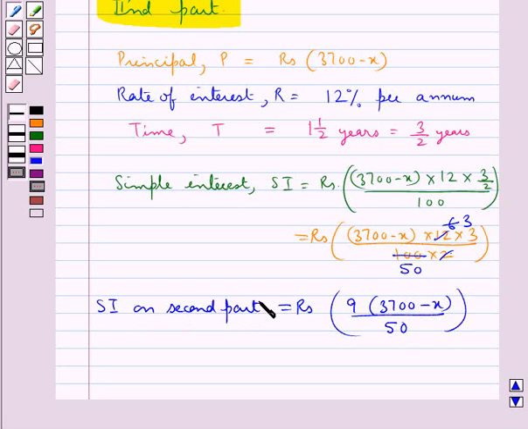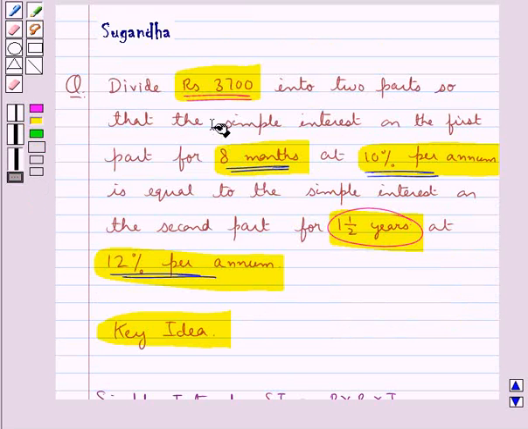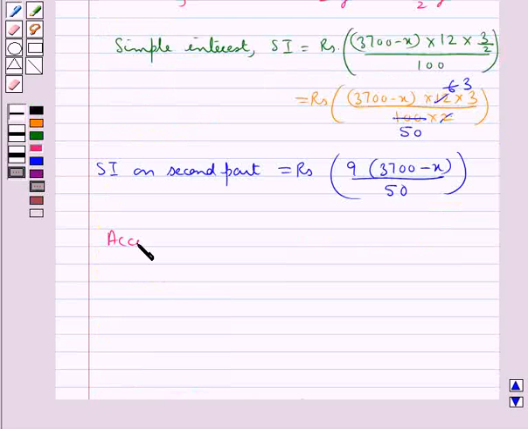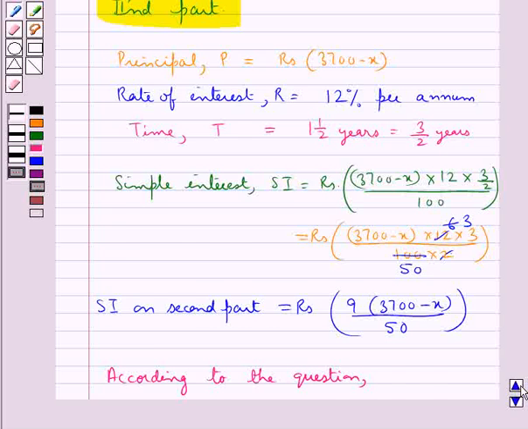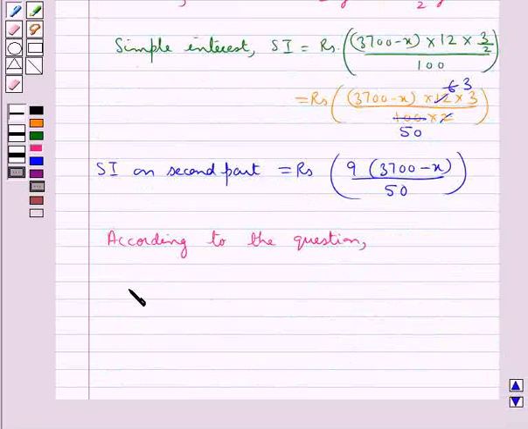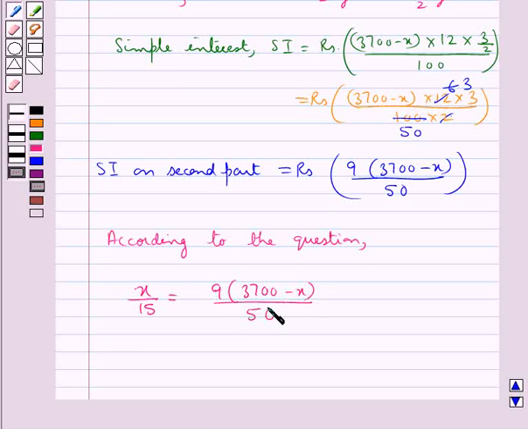on the second part. And in the question it is given that the simple interest on the first part is equal to the simple interest on the second part. So we have, according to the question, simple interest on the first part, which is rupees x upon 15, that is x upon 15 is equal to the simple interest on the second part, that is 9 into 3700 minus x upon 50. So this gives us x upon 15 is equal to 33,300 minus 9x upon 50.